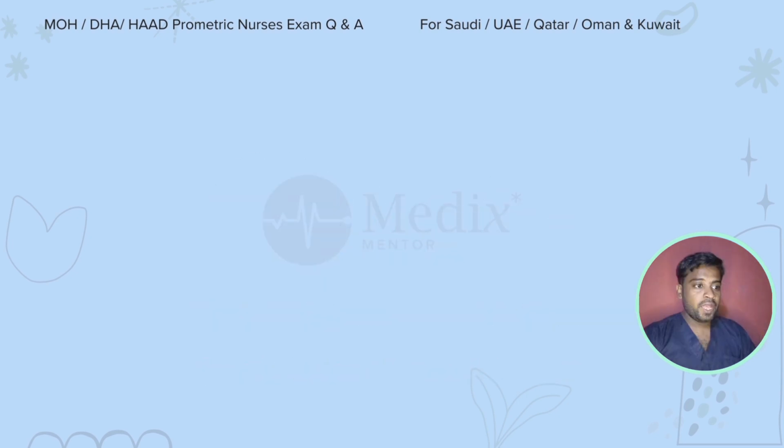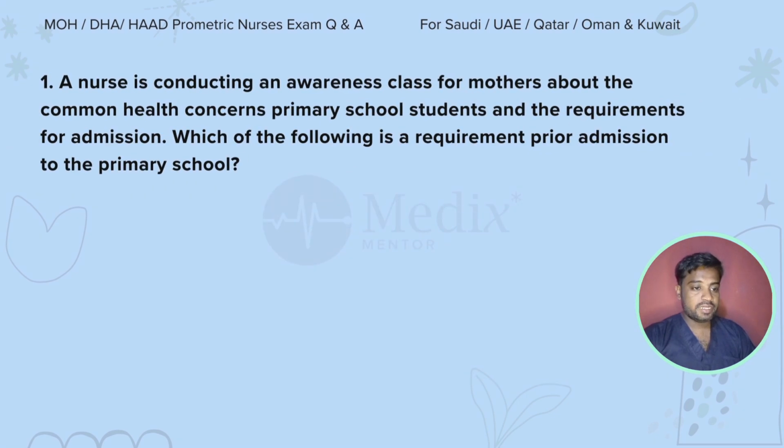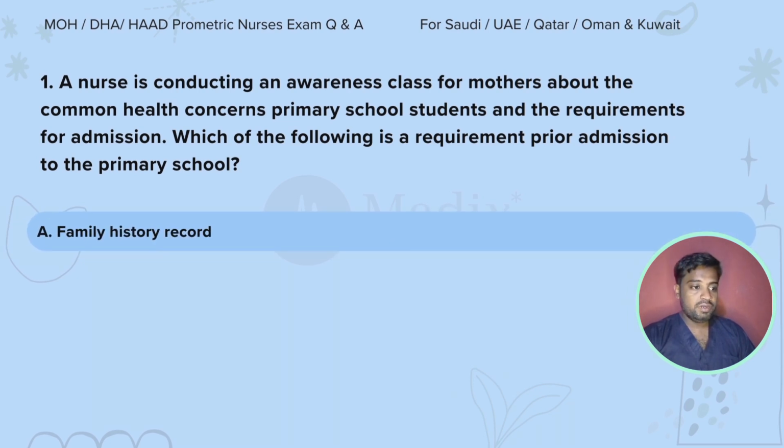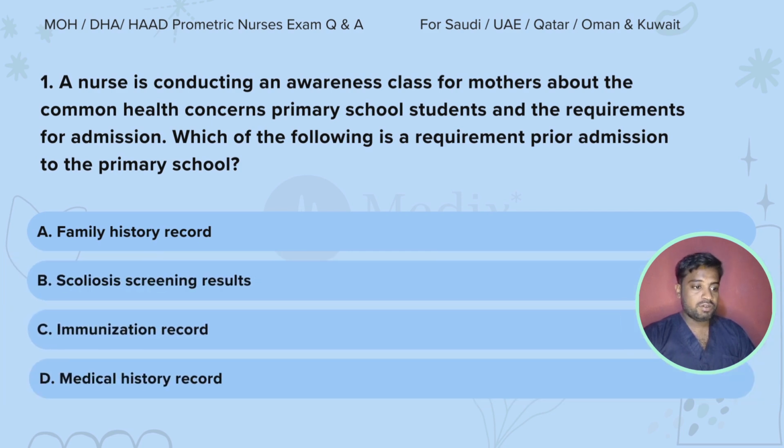Question number one: a nurse is conducting an awareness class for the mothers about the common health concerns of primary school students and the requirements for admission. Which of the following is a requirement for admission to the primary schools? Options: A, family history record. Option B, scoliosis screening results. C, immunization record. D, medical history record.